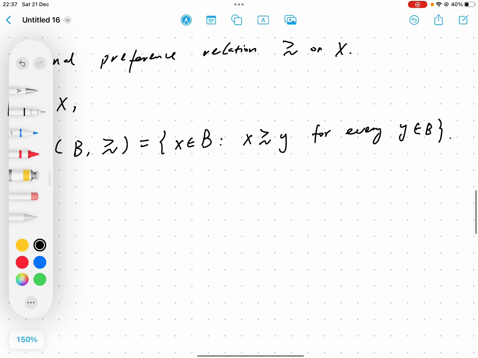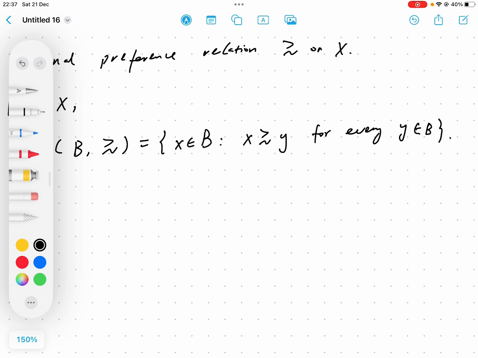So essentially it's saying that all the elements chosen here in this B are the best ones, right? They are the most preferred. The elements of this set C star are the decision maker's most preferred alternatives in B, as we just mentioned.